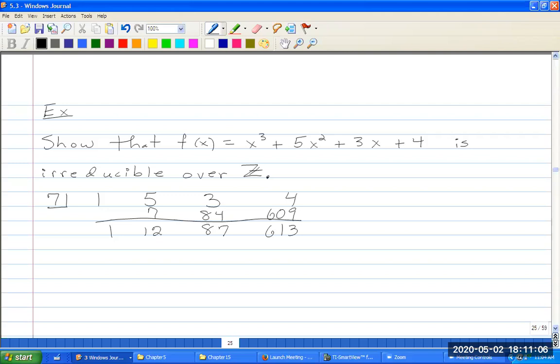You can just check by looking at your divisibility numbers. And so it's not divisible by 2, 3, 5, 7, 11, 13, 17, or 19. So it's a prime number. So 613 is prime.